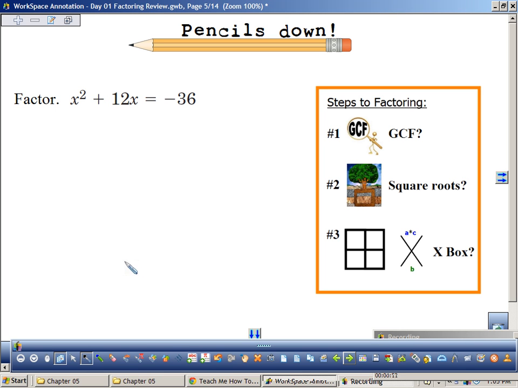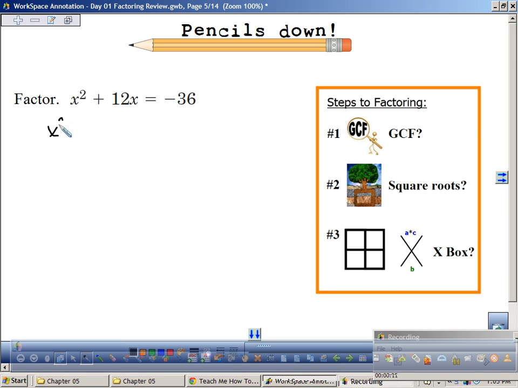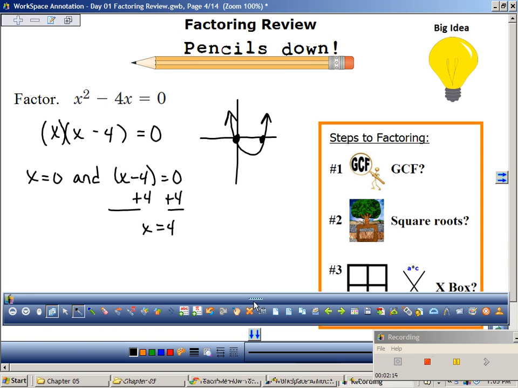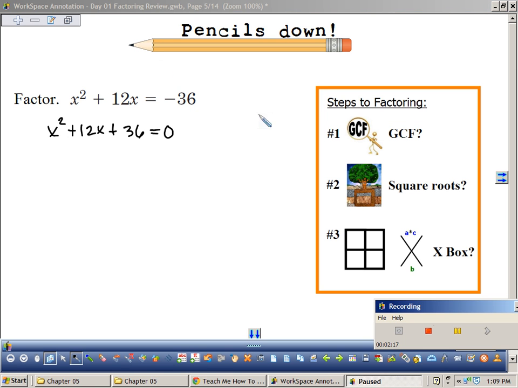All right, let's look at this one. I don't want to know when it solves for negative 36. I want to know when it solves for 0. So I would move this over. So I have x squared plus 12x plus 36 equals 0. Actually, you know what I want you guys to do? I want you to go back and copy this one down into your notes.